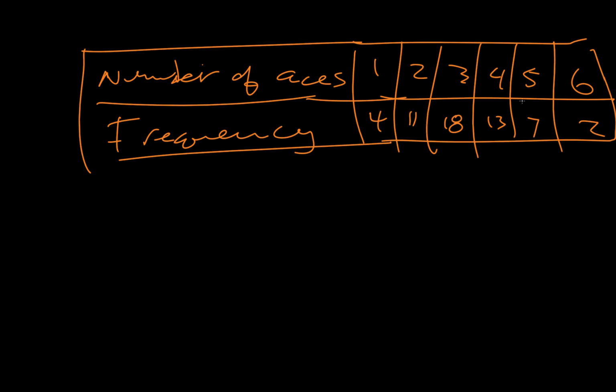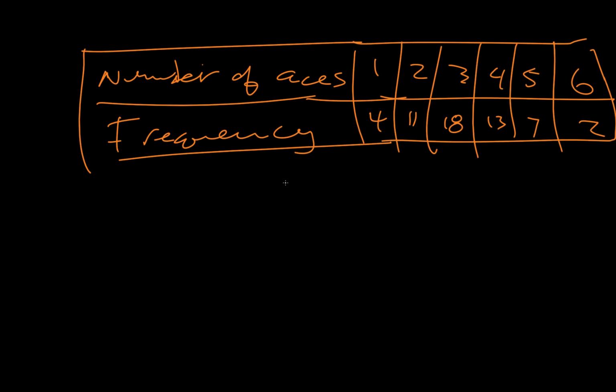Okay, so we're going to find the mean, median, and mode from this frequency table. What this is saying is the table below shows the number of aces served by a sample of tennis players in their first set of a tournament. There were 4 people who got 1 ace, 11 people who got 2 aces, 18 people got 3 aces, 13 people got 4 aces, 7 people got 5 aces, and 2 people got 6 aces.